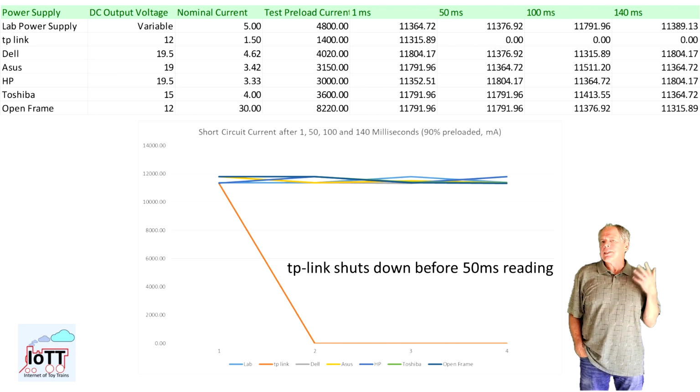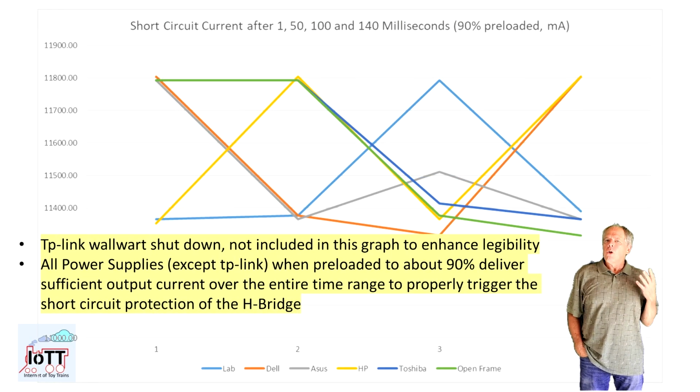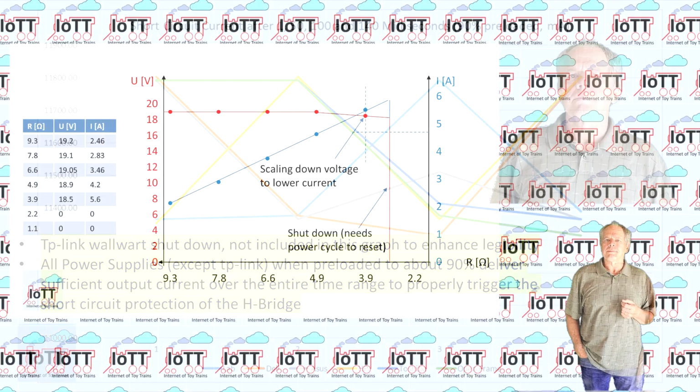As we can see, with the exception of the Walmart type TP-Link power supply, all power supplies could deliver roughly the same short circuit current on top of the regular load. That was actually much better than what I expected. The TP-Link, on the other hand, shut down before the 50 millisecond measurement took place, even though the initial short circuit current was higher than the measurement range of the power shield, but it could not be sustained.